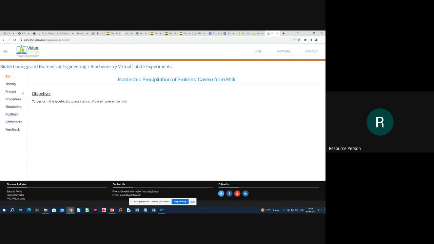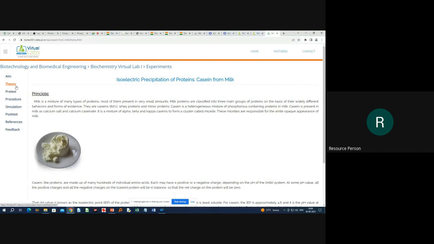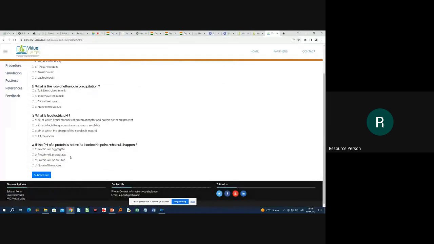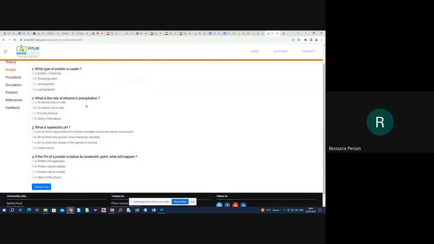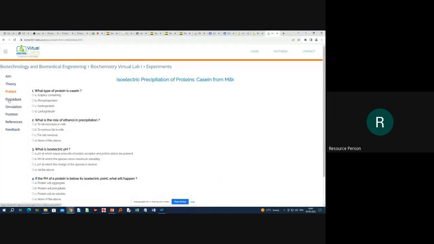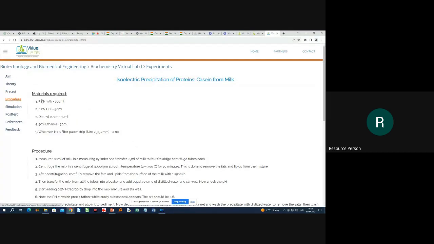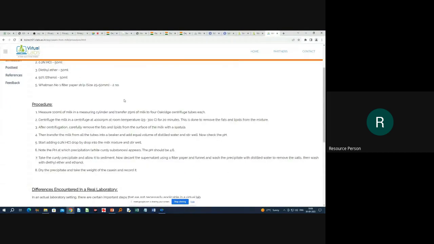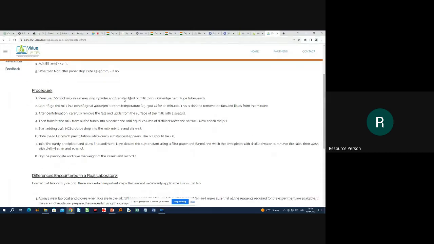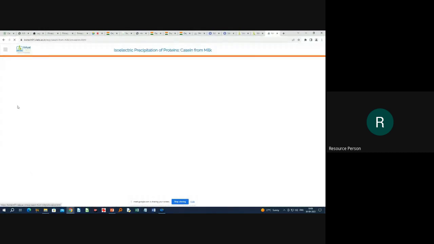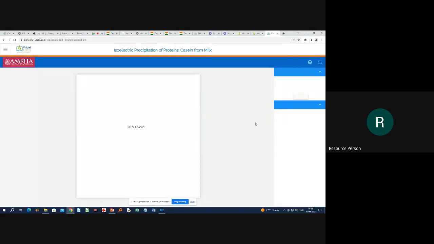So here is the theory belonging to this experiment. Theory can be read. Then what is the pretest? I can take a quiz to know my level of conceptual clarity and understanding. Then I come back to the procedure, material required, etc. Because I'm doing it virtually, I don't have physical material, but I can do it in simulation. So here we go. You can see here the simulation.